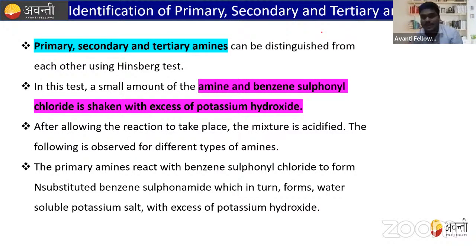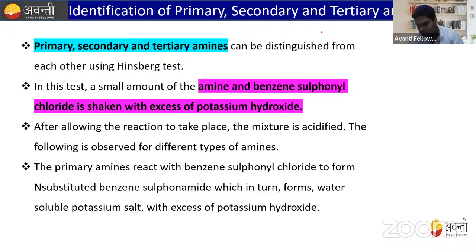How will you identify the primary, secondary, and tertiary amine? The primary, secondary, and tertiary amine can be distinguished from each other using the Hinsberg test. By using the Hinsberg test, we can easily distinguish between the primary, secondary, and tertiary amine.